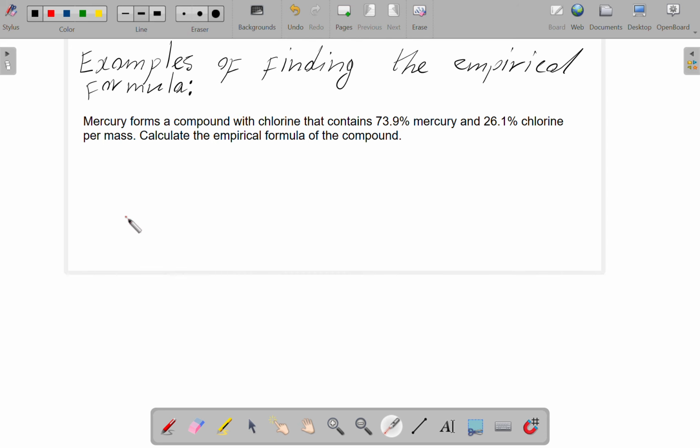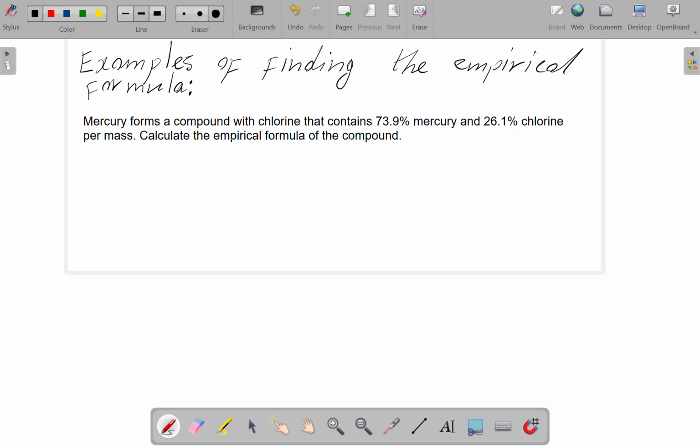All right, guys, let's look at our first example. It reads as follows. It says mercury forms a compound with chlorine that contains 73.9% mercury and 26.1% chlorine per mass. Calculate the empirical formula of the compound. So guys, this is how we should go about finding the empirical formula.